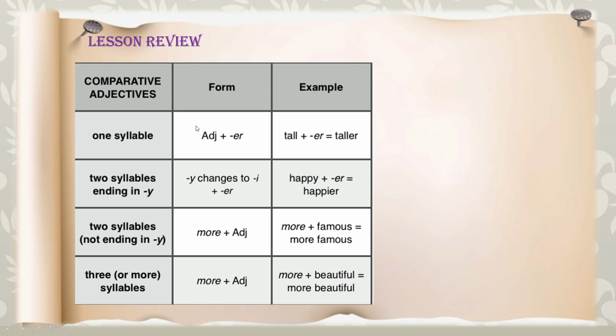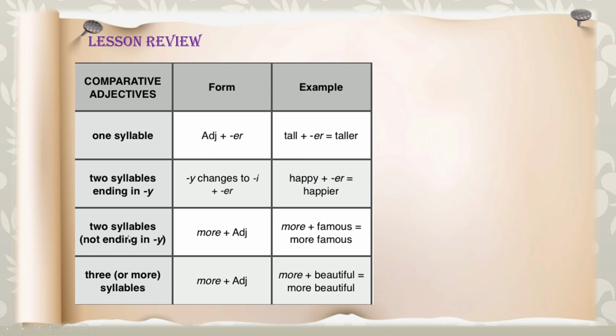Okay, here we learned in our previous video about the comparative adjective. For the form of the one-syllable comparative adjective, it is the adjective plus er. For example, tall becomes taller when we change it to a comparative adjective. For two-syllable adjectives ending in y, we change y to ier. For example, the word happy: we change y to ier, and it becomes happier.